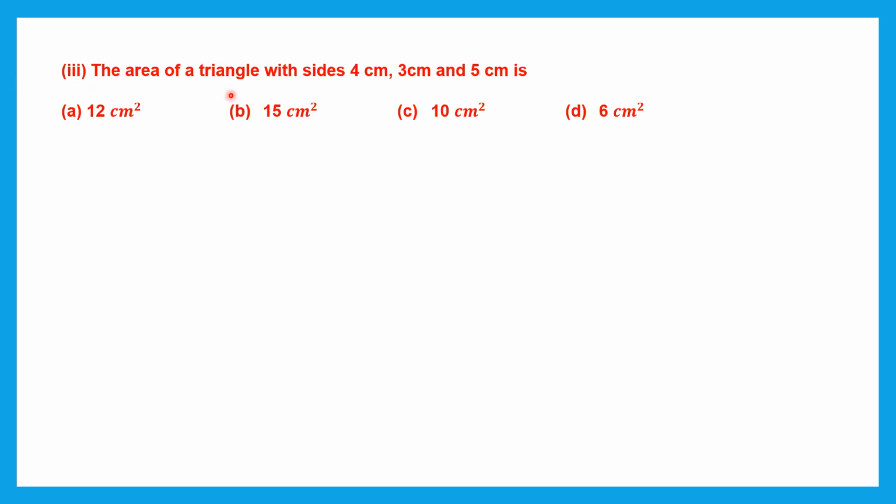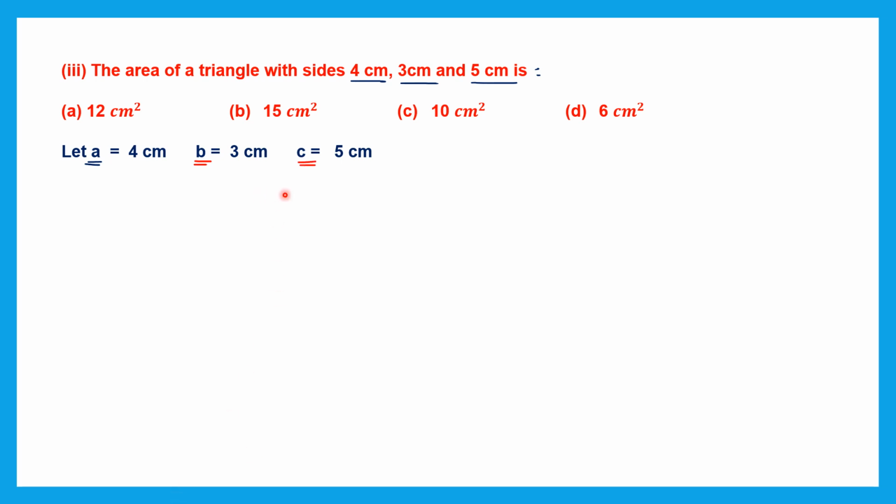Question 3. The area of a triangle with sides 4 centimeters, 3 centimeters and 5 centimeters is. So they want us to find the area and tell the area. So we've been given 3 sides, 4 centimeters, 3 and 5 centimeters. So let's write it down. So we're going to consider the first side A to be 4 centimeters, the second side B to be 3 and the third side C to be 5.